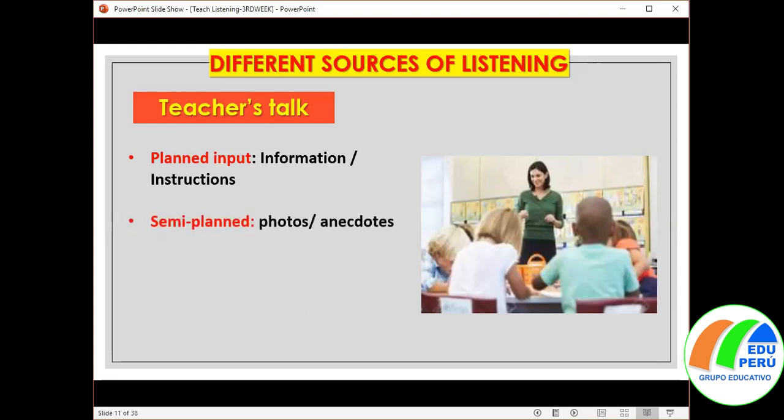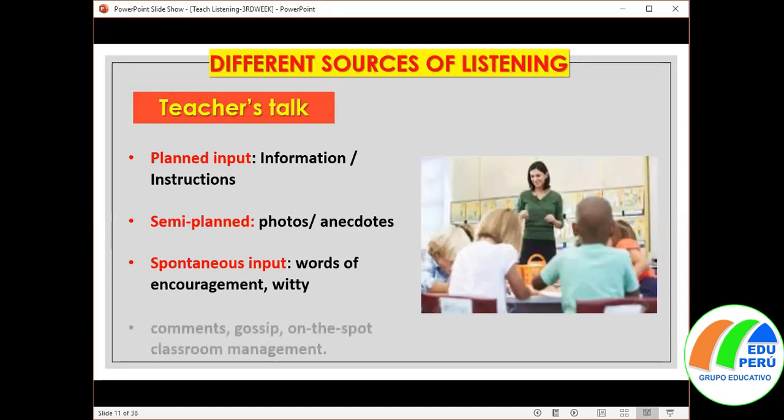The second one is the semi-planned, when we use, for example, photos or anecdotes, and we start talking or describing the photos, right? And our students must listen to us. Or you use some pictures in order to tell a story or an anecdote, all right? So this is the semi-planned. It's not specifically an instruction or a specific piece of information. You are talking about something, you're describing something, and they must listen to you. This is the semi-planned.